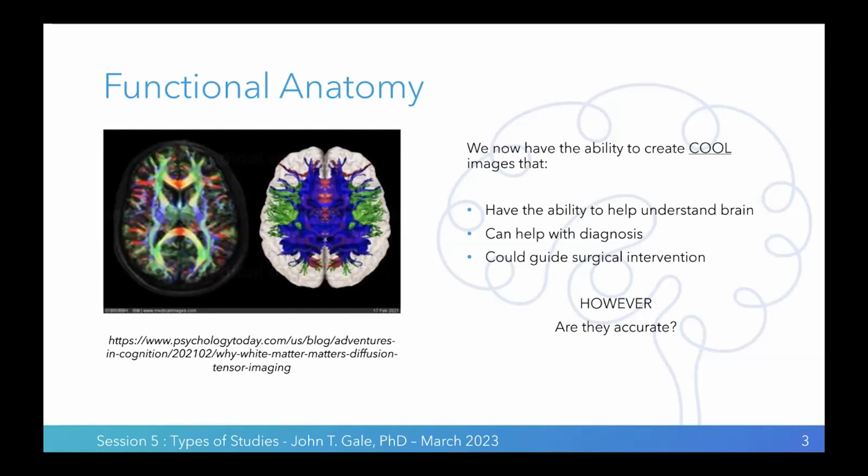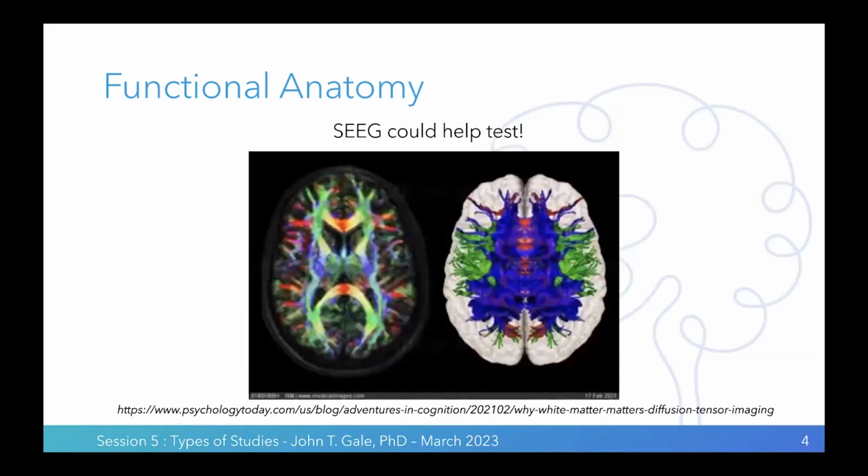But there's always been a question, how accurate are they? But how do you test this? SEEG could actually help in this. In the case of SEEG, we're implanting electrodes throughout these brain networks. And what we can do in this case is to actually stimulate and record within this network to see if the green is really connected to the green or if it's connected to some other region.